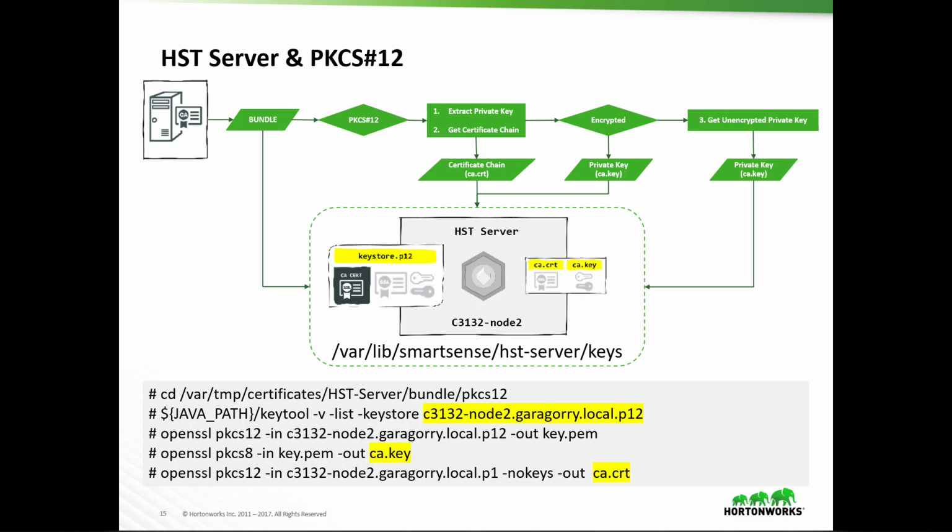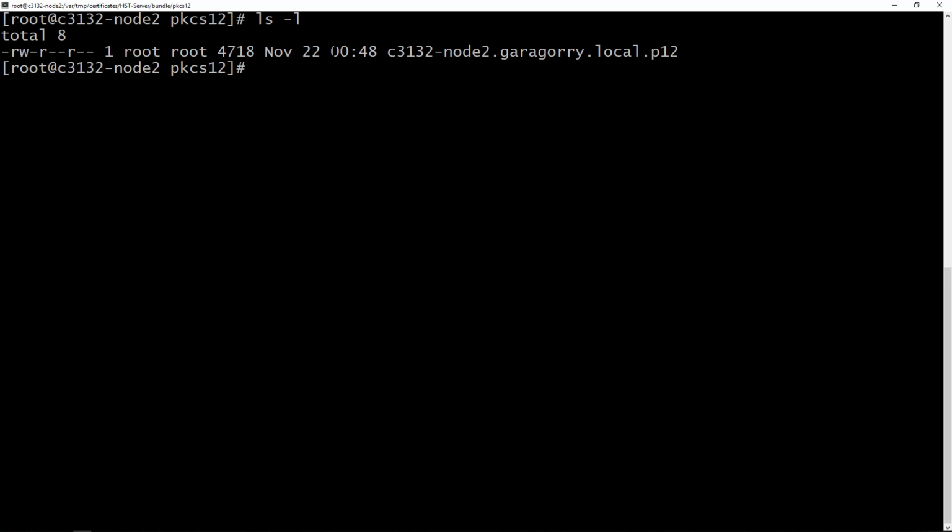So basically, you have an environment for the HST server which needs a configuration for the key store, a P12 file, and a certificate and a private key to be able to sign all the certificates. Basically, we can see the summary of the commands you can execute to get all the required files. So basically, we are going to execute the same in the terminal.